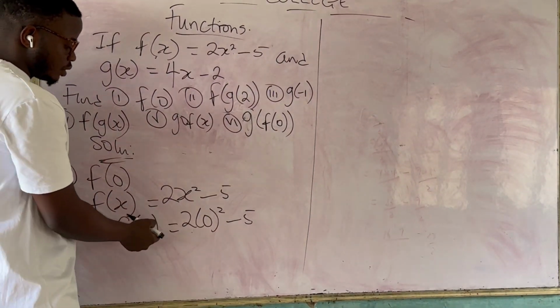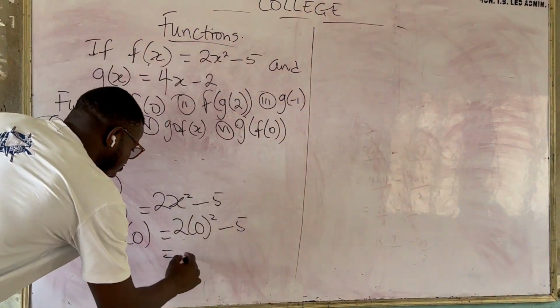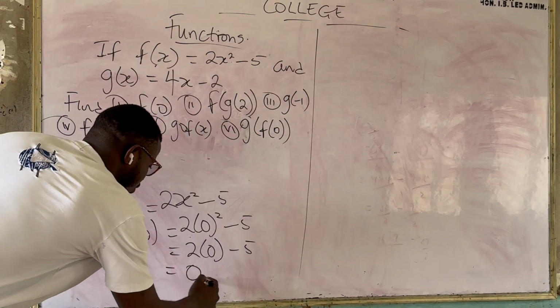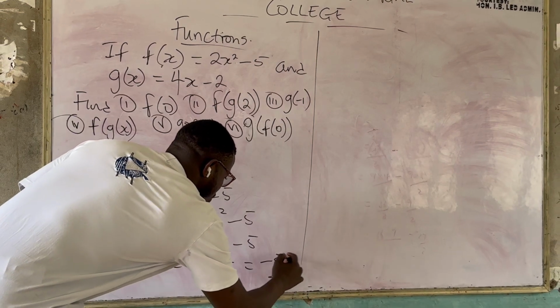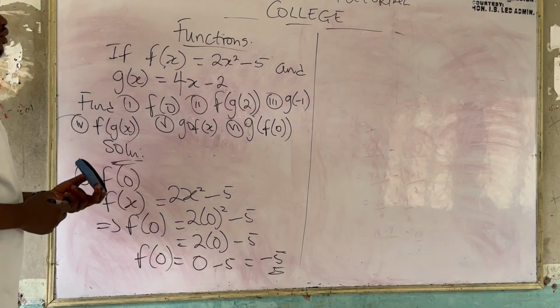So now, f of 0 will be equal to 2 into 0 squared minus 5. So 0 raised to 2 is 0. 2 times 0 is 0, minus 5. 0 minus 5 is minus 5. So therefore, f of 0 is equal to minus 5.